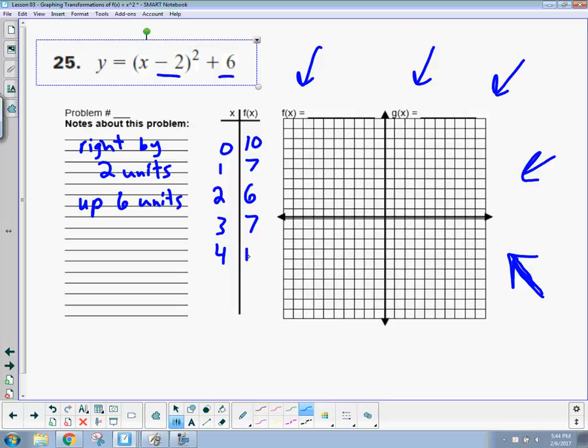So go ahead and plot your points. 0, 10. So 1, 2, 3, 4, 5, 6, 7, 8, 9, 10. 1, 7. 1, 2, 3, 4, 5, 6, 7. And 2, 6. 1, 2, 3, 4, 5, 6.